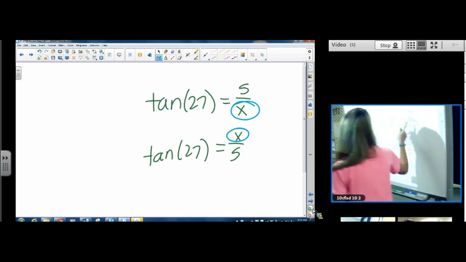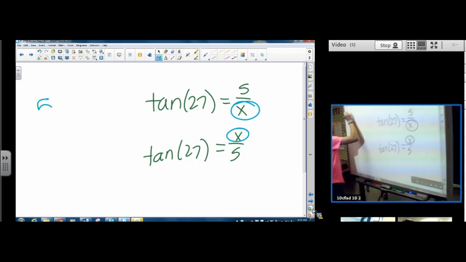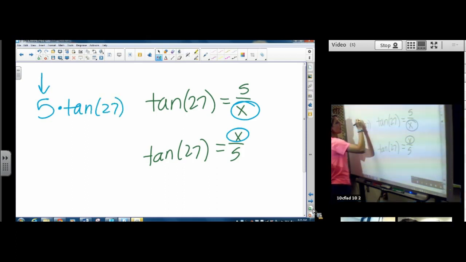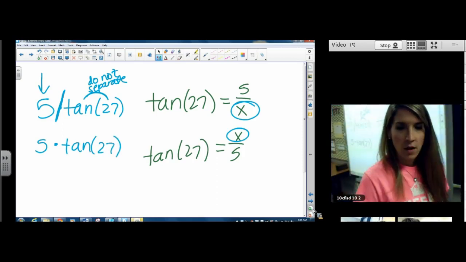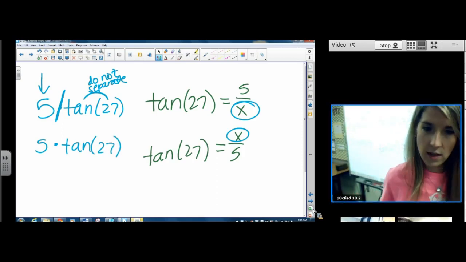So on this one, the variable's in the denominator, so you put the 5 first. That is important. Times tan 27. Don't ever let the 27 in the tan separate, because those are super glued together. Denominator divide. Sorry. And then if x is in the numerator, you multiply. So I thoroughly confused you there. Sorry. Denominator divide: 5 divided by tan 27 versus 5 times tan 27. So you look at where the variable is and go from there. All right?